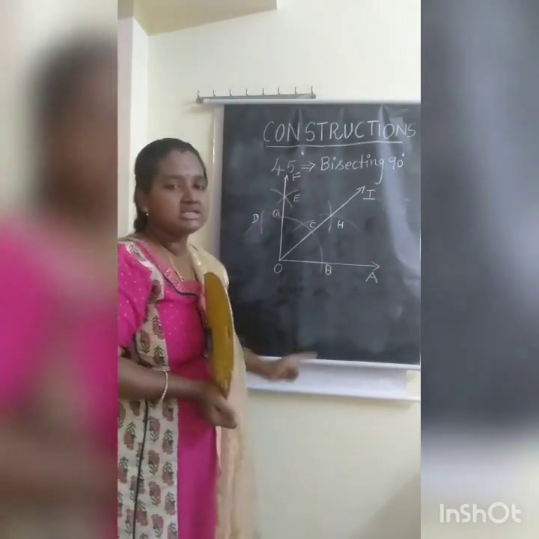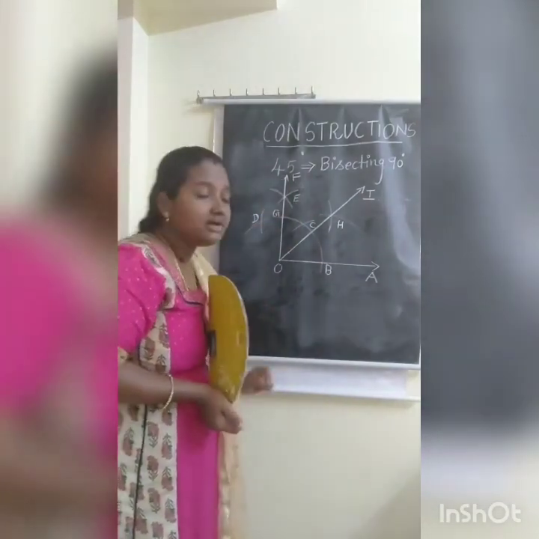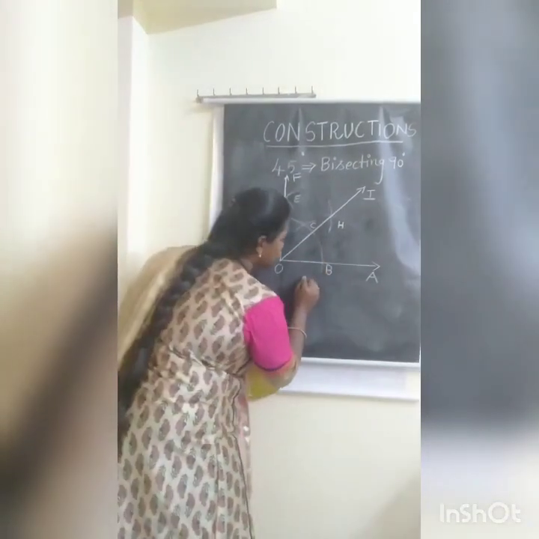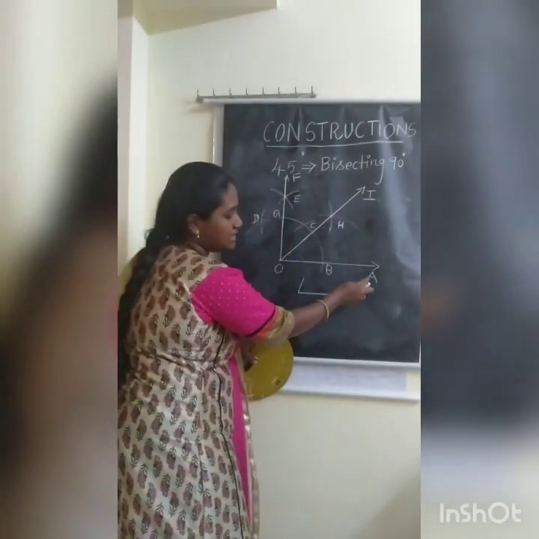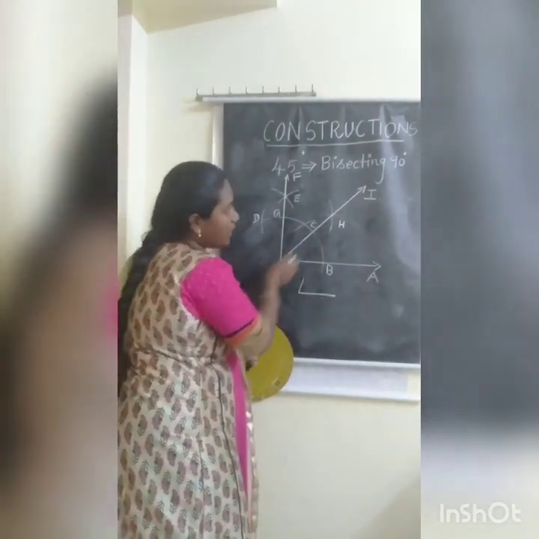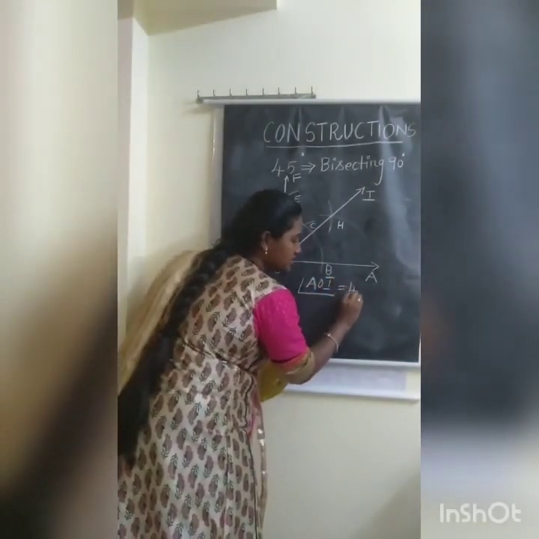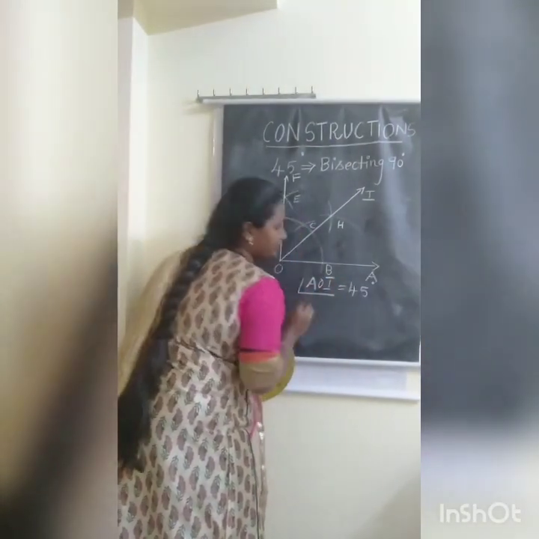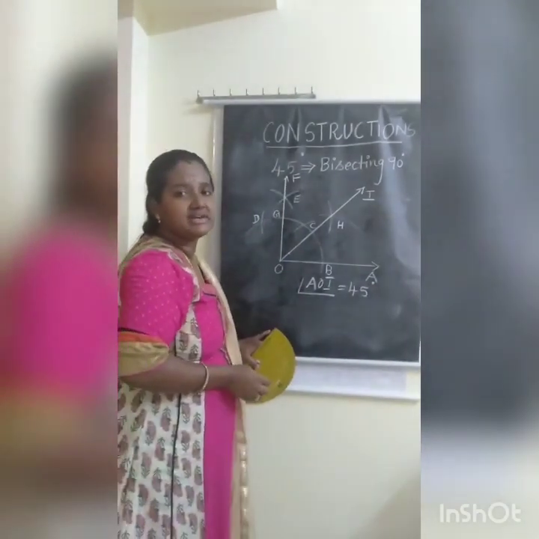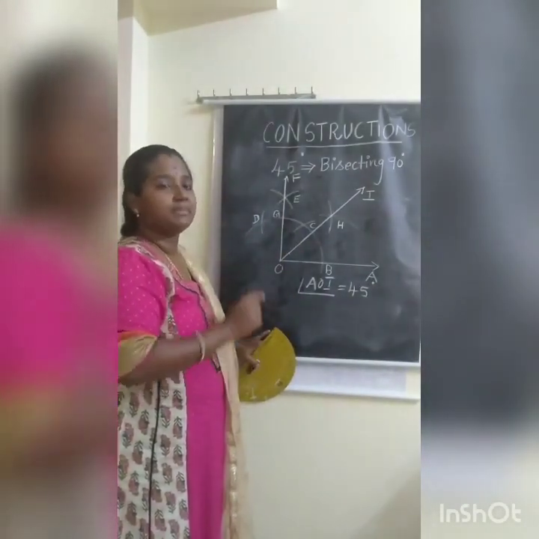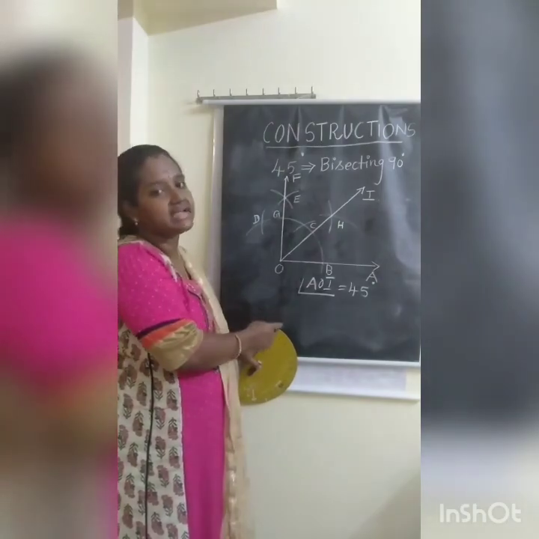I think this section will give you a clear view of how to construct 45 degree with the help of compass. So now your angle AOH is equal to 45 degree. We have arrived at 45 degree with the help of compass by bisecting your 90 degree.